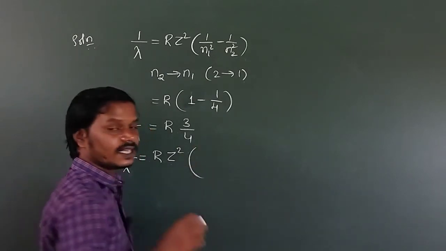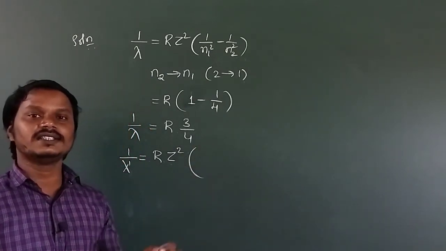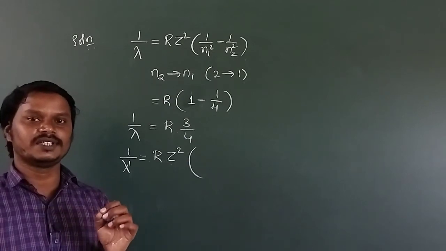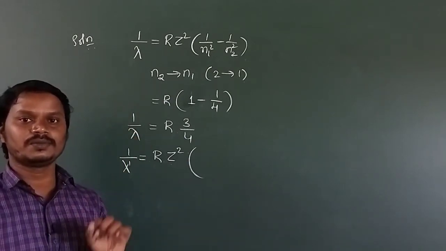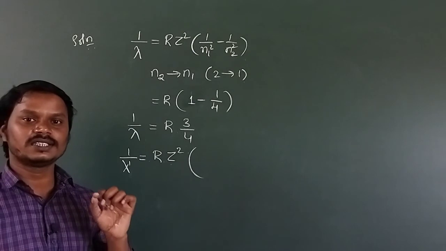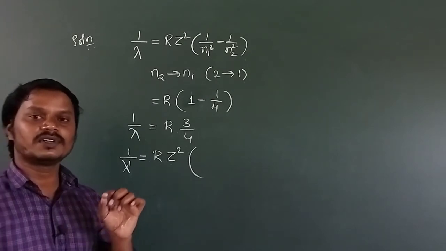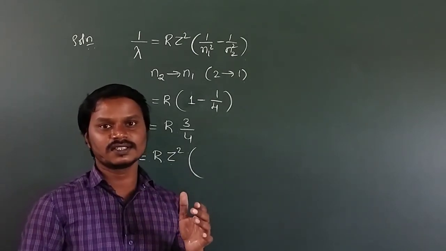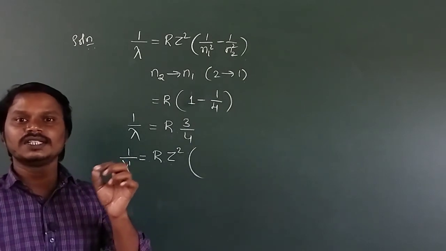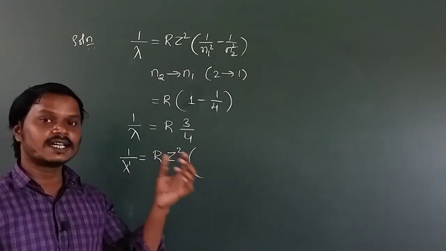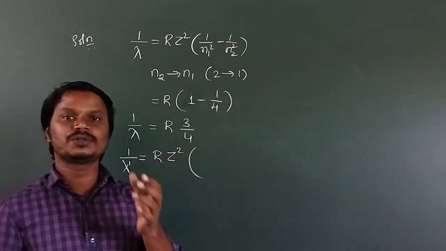Then for the second line in Balmer series, the transition must be from where to where? That is from 4 to 2 for the second line. But for the first line in case of Balmer series, the transition must be from 3 to 2. But here it is this second line, so the transition must be from 4 to 2.